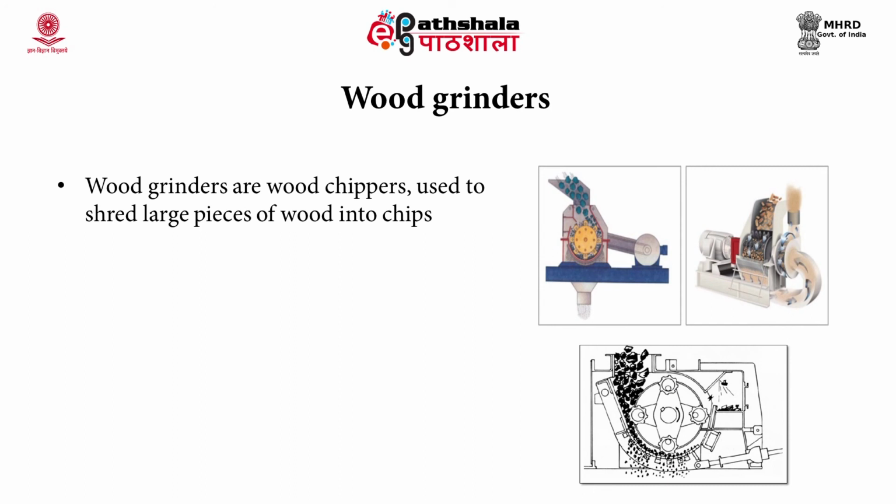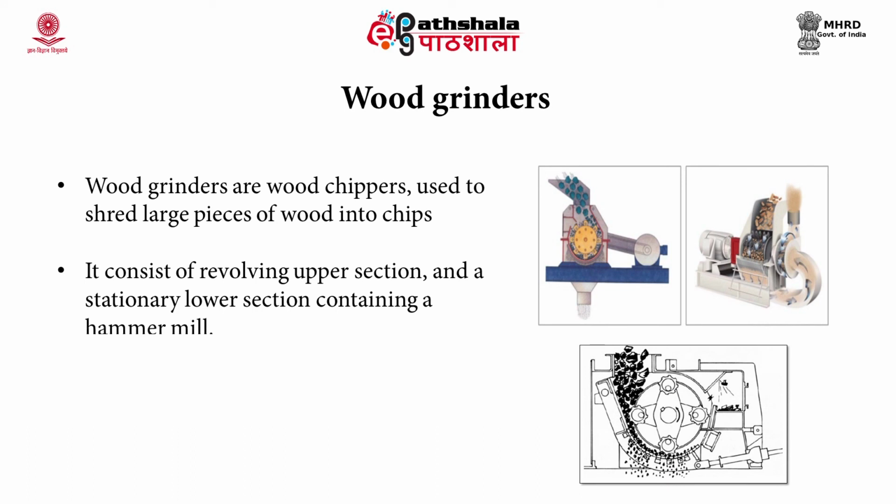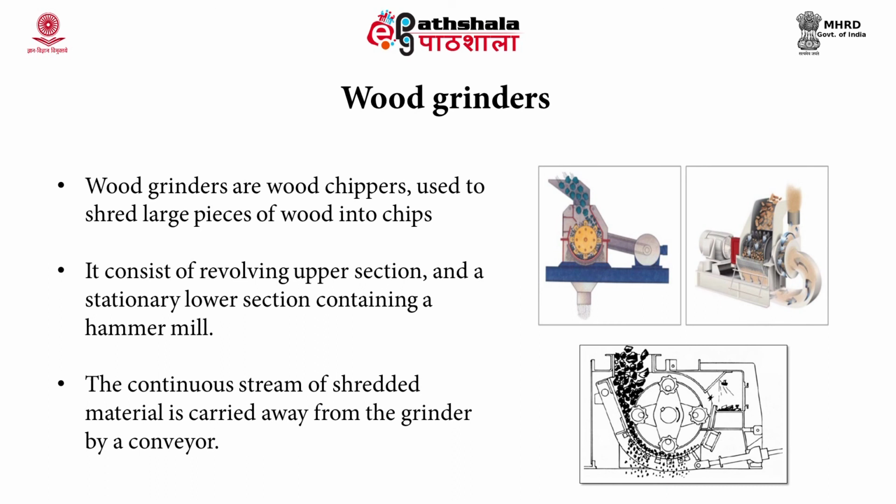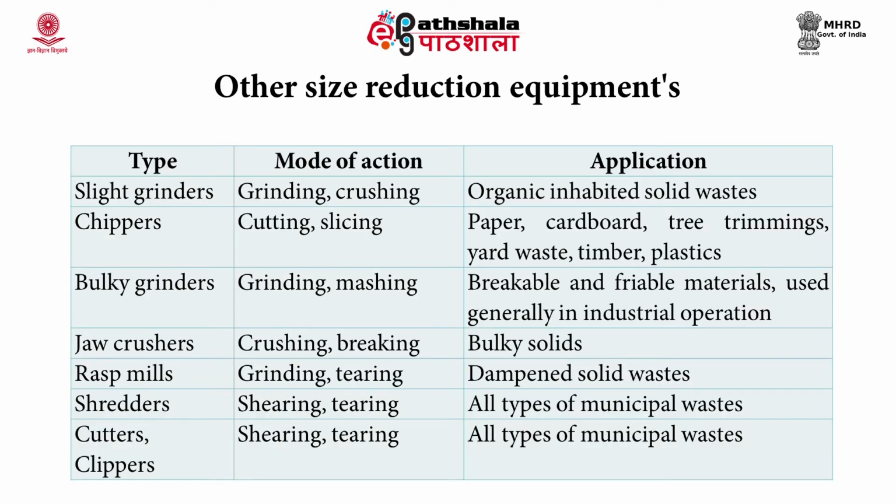Wood grinders are wood chippers used to shred large pieces of wood into chips. It consists of a revolving upper section and a stationary lower section containing a hammer mill. The continuous stream of shredded material is carried away from the grinder by a conveyor. Towards your right, if you see the image, at the bottom you can see a ball mill where the wood chips are inserted into the ball mill and it is being shredded and the small particles are collected at the bottom.